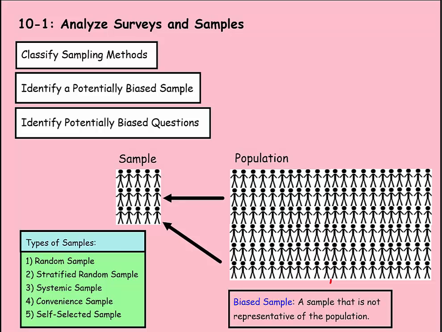We're on lesson 1 of chapter 10, where we're going to analyze surveys and samples. First, we're going to classify sampling methods. Then we're going to identify a potentially biased sample. Then we're going to identify potentially biased questions.